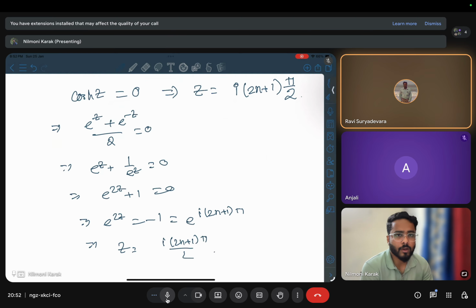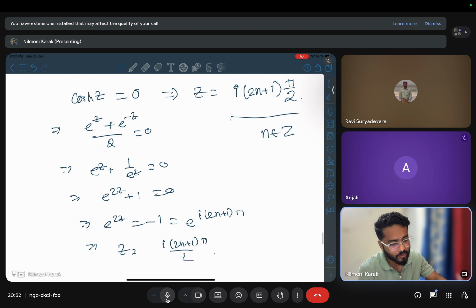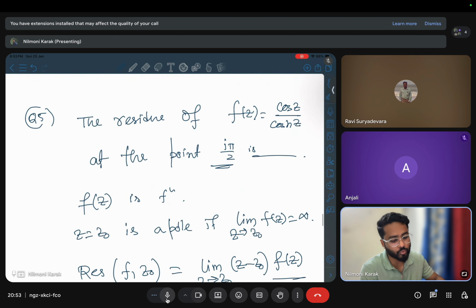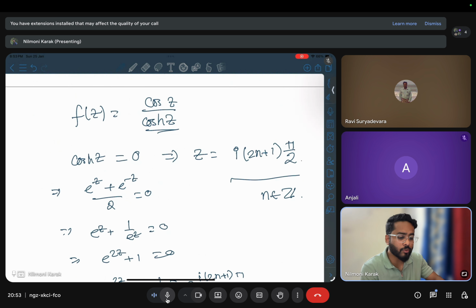Is that what you have written there? Yes, n belongs to Z. So see, if you put n equals 0, then you are getting i pi by 2. So we have to calculate the residue at i pi by 2. So n equals 0, you are getting i pi by 2.